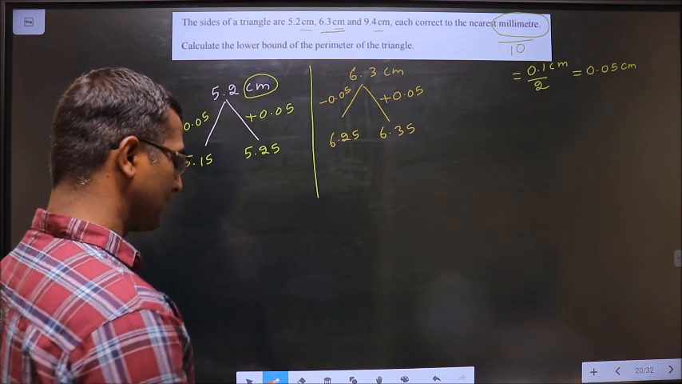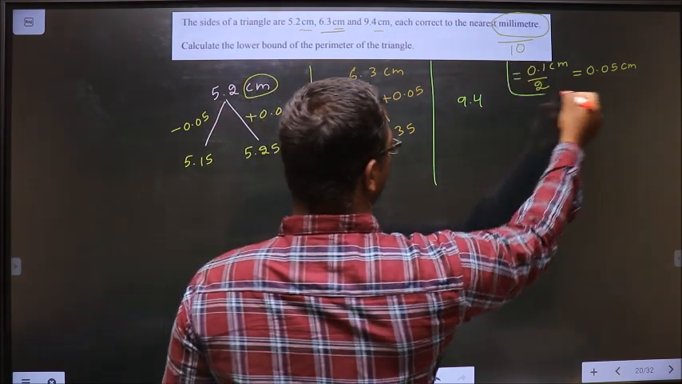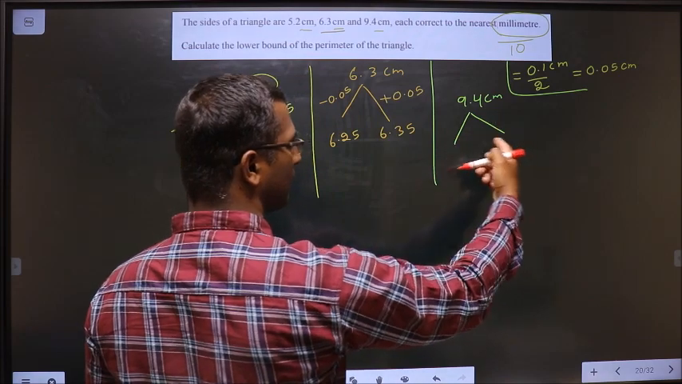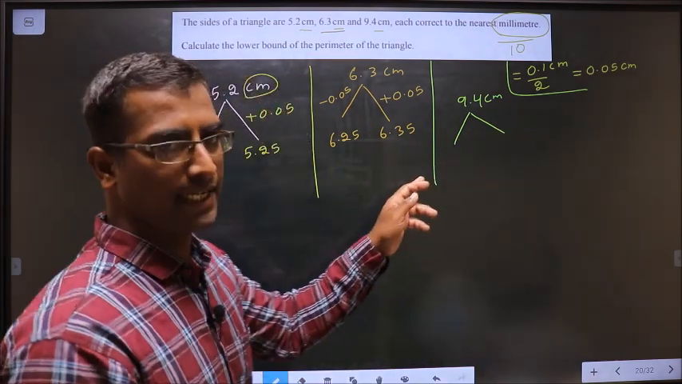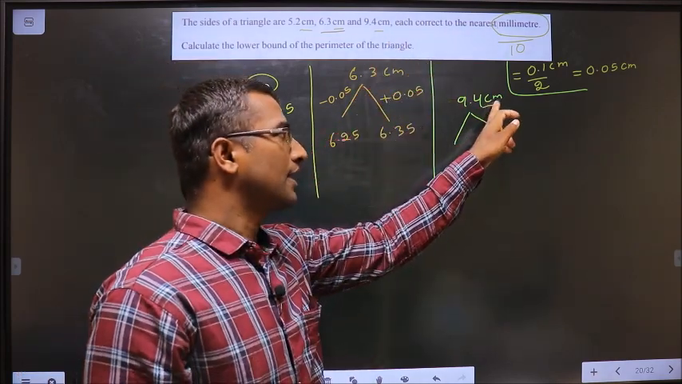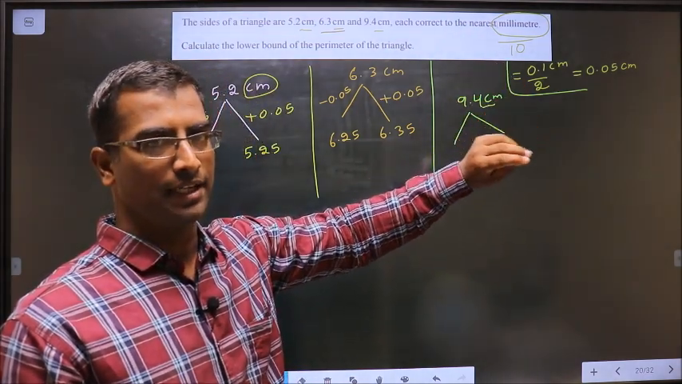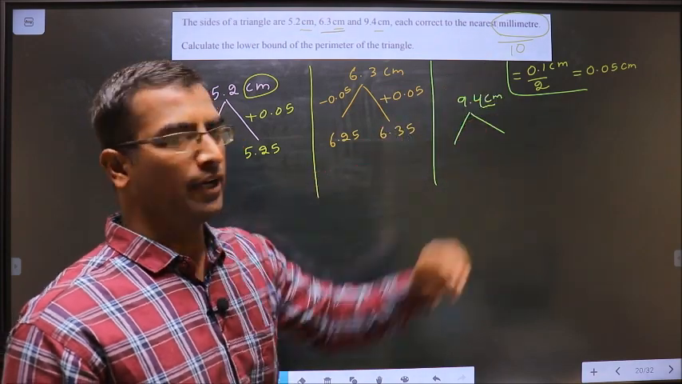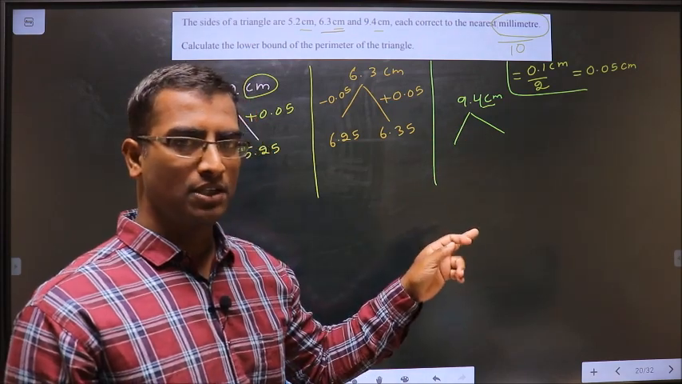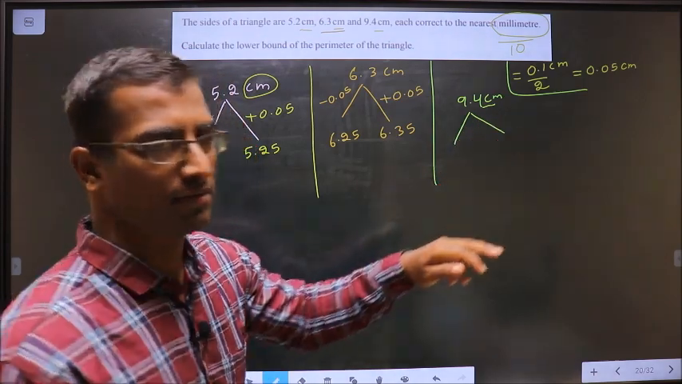Okay. Now the next number is 9.4 centimeters. What should I subtract and add to get lower and upper bound? How do we decide? We decide in this way. Even this also correct to the nearest millimeter. The units have to be same, so convert millimeter to centimeter by dividing with 10. So when I divide, I get 0.1. So what will you subtract and add means, it's nearest to whatever, do half. When we did half, we got 0.05.